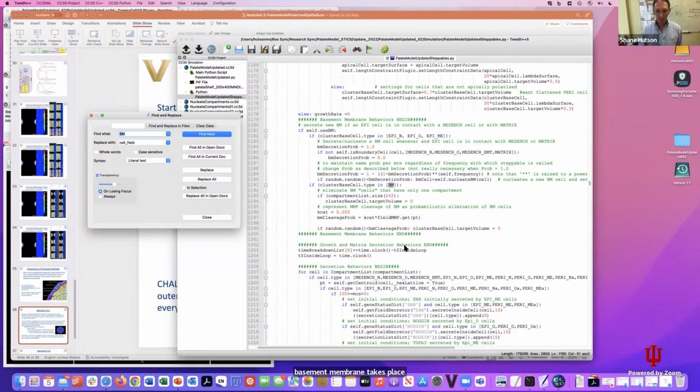Are there other things people want to take a look at in the code before I go to the epithelial part?